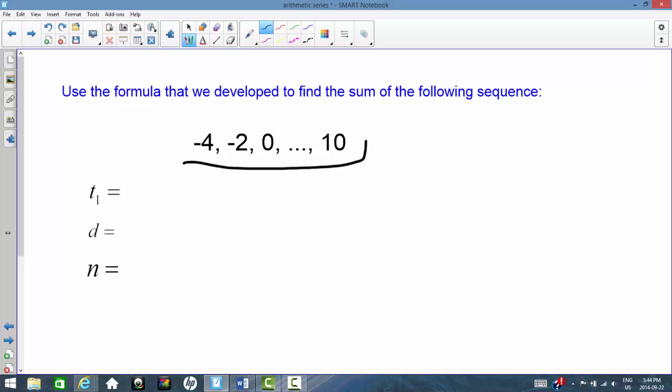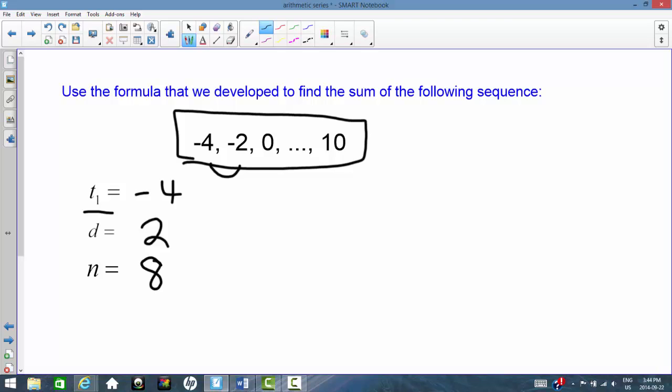So here's our sequence. The first term, t1, is minus 4. The common difference, the difference between these, is plus 2. And the number of terms. Now this one was a bit tricky. You actually have to think about how many terms there are in this. It's minus 4, minus 2, 0, and I just counted them up. If you could stop for a second and count how many terms you think there are, then you can check that you're right. I said there were 8 terms.